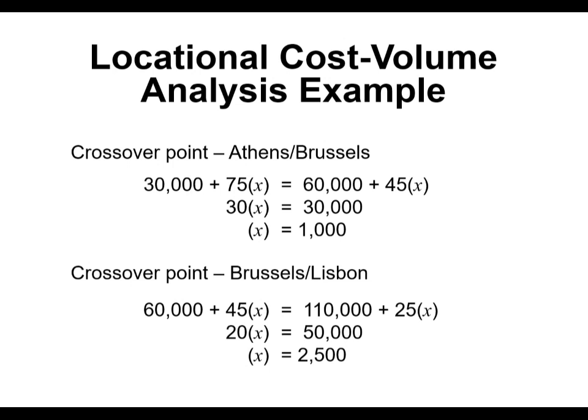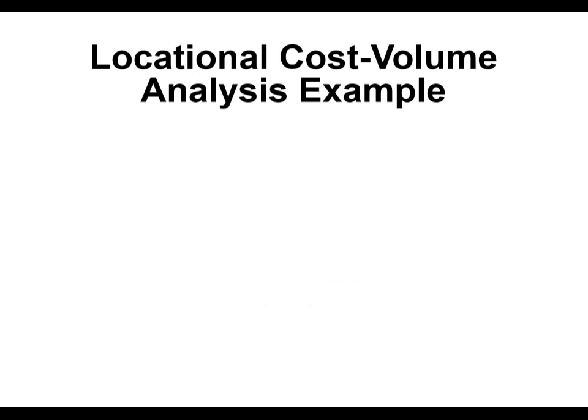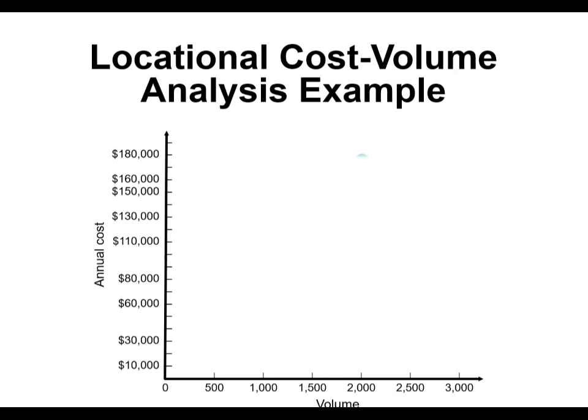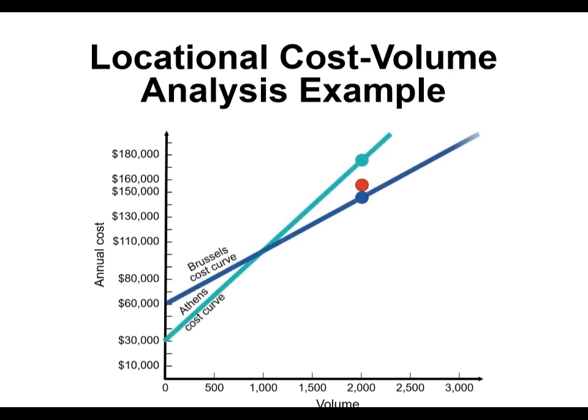Okay, so you know when these two, Athens and Brussels lines, will cross over. Where is it? And then Brussels and Lisbon, where is it? It will intersect at 2,500. All right. So now you have to draw. The y-axis is the annual cost and the x-axis is the volume. All right. So in order for you to draw, you basically need 2 points, right?